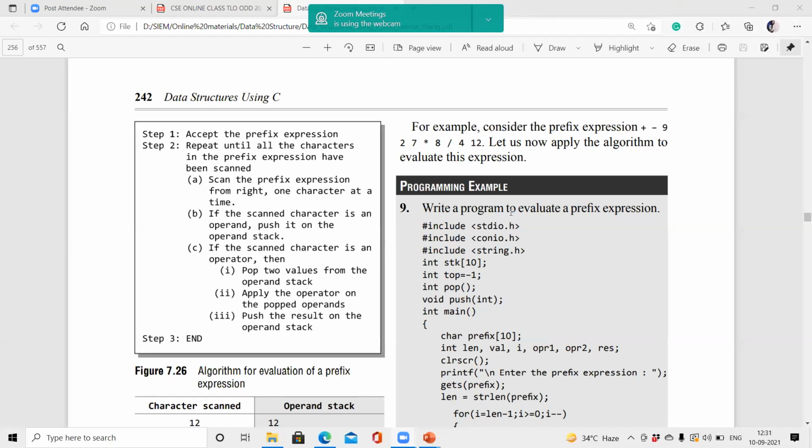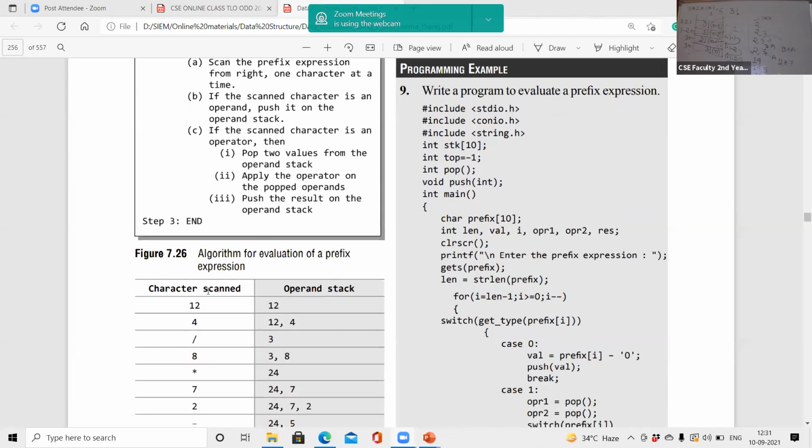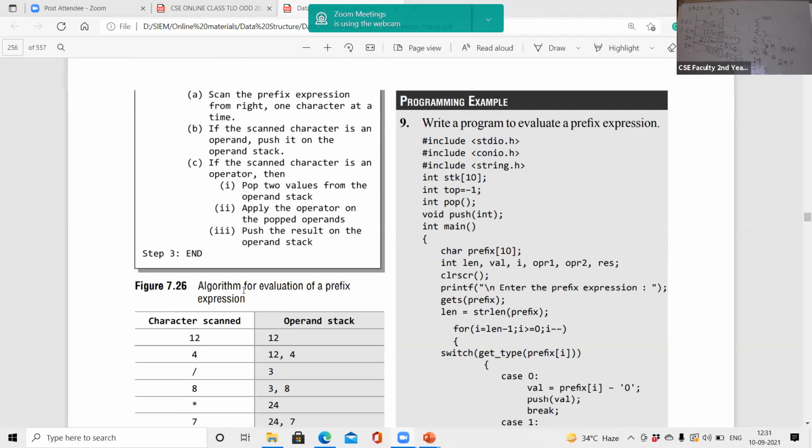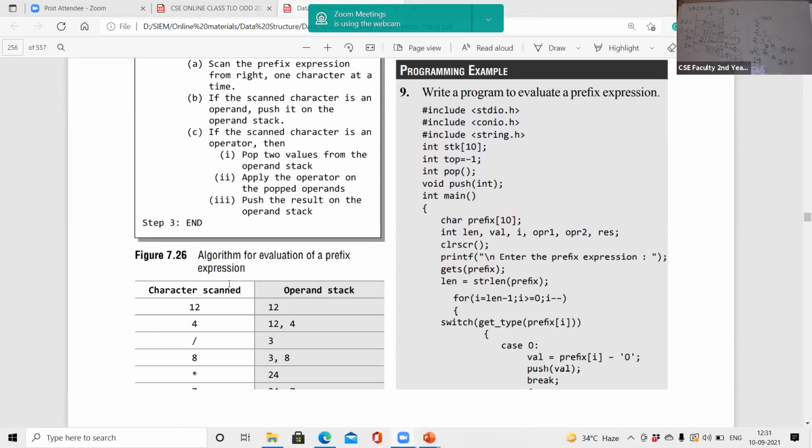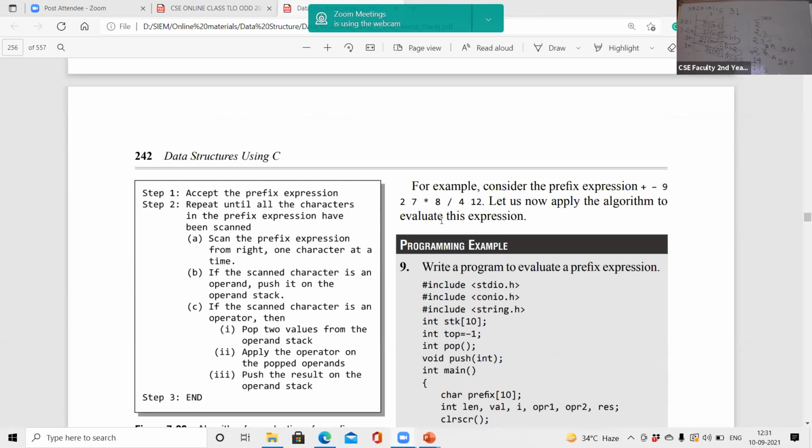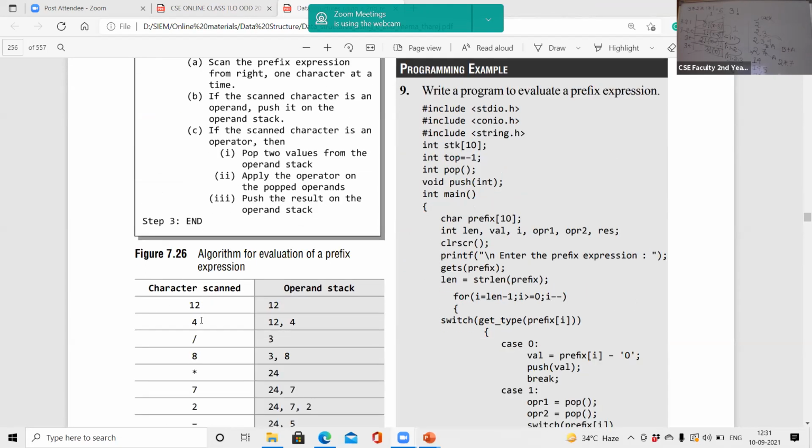Yes, ma'am. Okay, so this is the prefix expression. This is the question: plus, minus, 9, 2, 7 into 8 divide 4, 12. This is a prefix expression because the operators are before the operands. Now this has to be evaluated. So we'll start scanning from the right hand side. First we have 12, after that we have 4, then division. So 12 divided by 4 is 3.